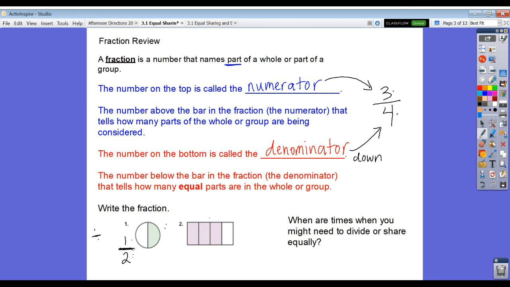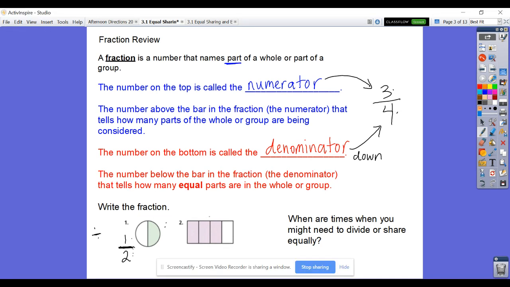Okay, let's look at this second one. What fraction would you use to represent the shaded region there? You are probably thinking 3/4. And the most common way to read that is 3/4. You might also say 3 out of 4, or you might say 3 divided by 4.